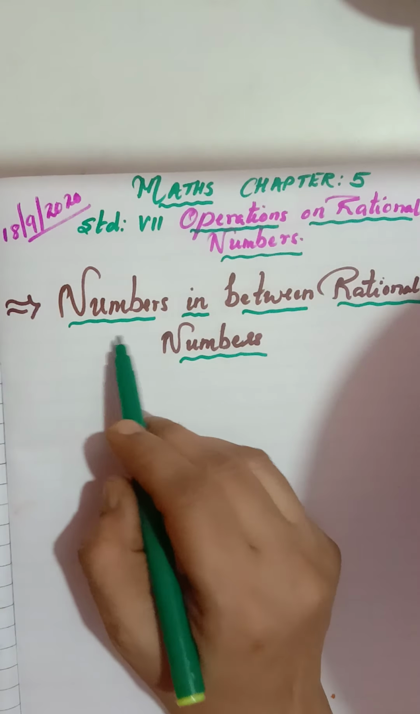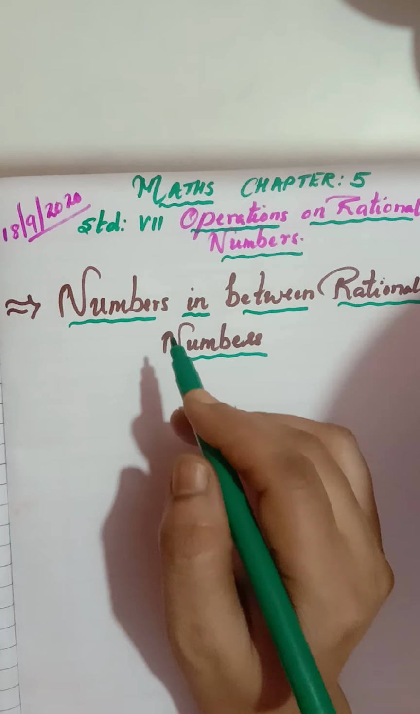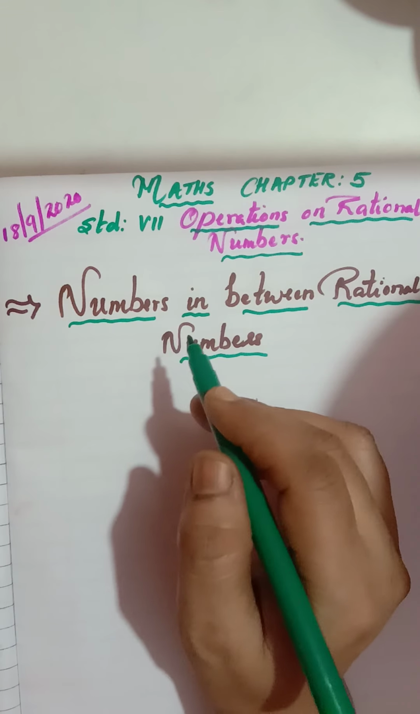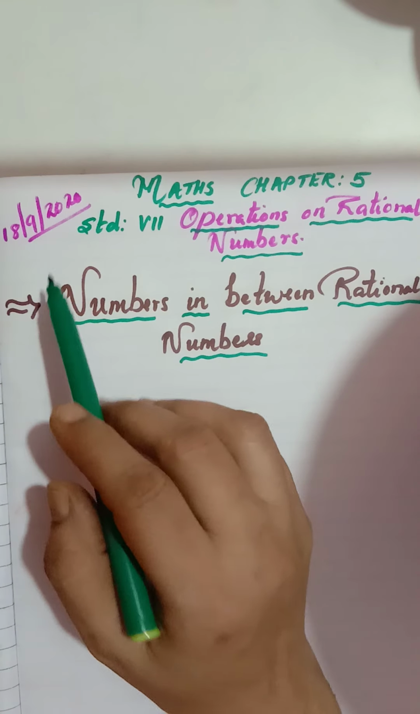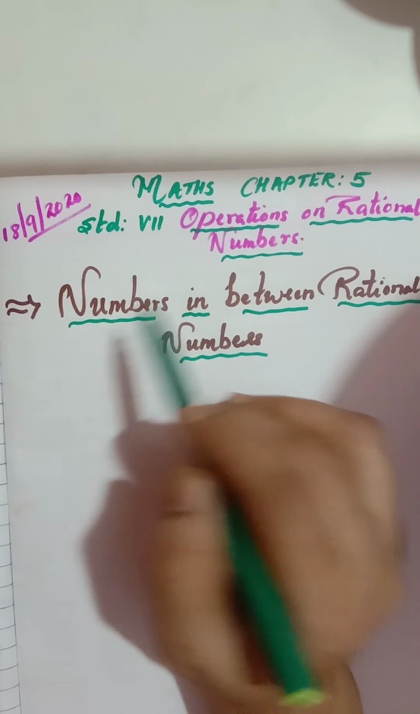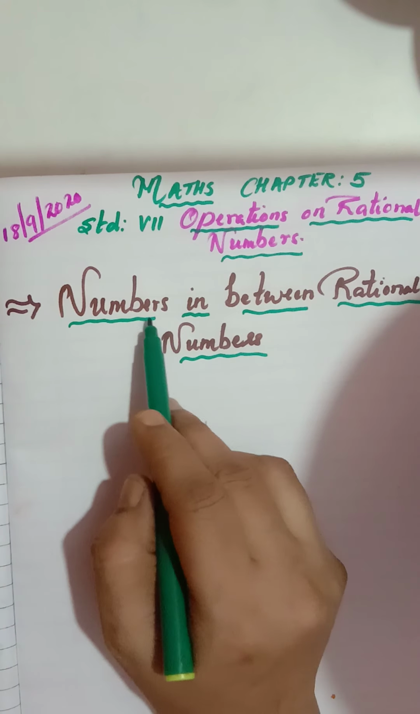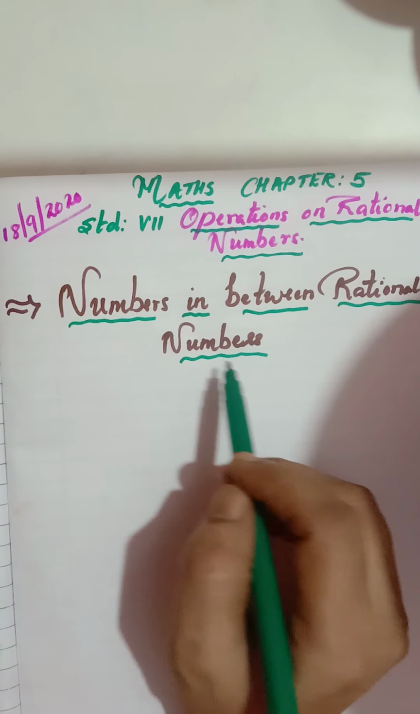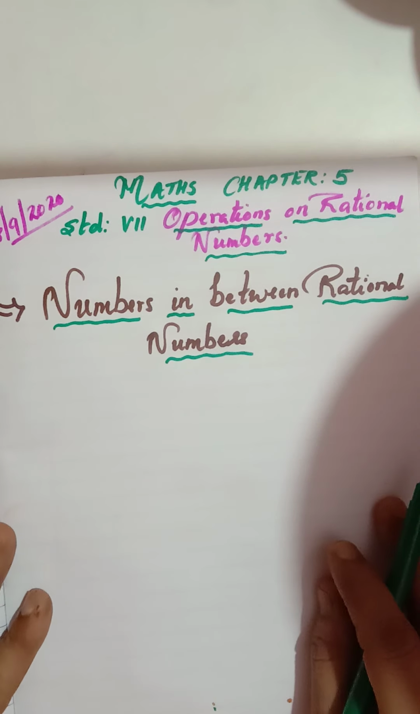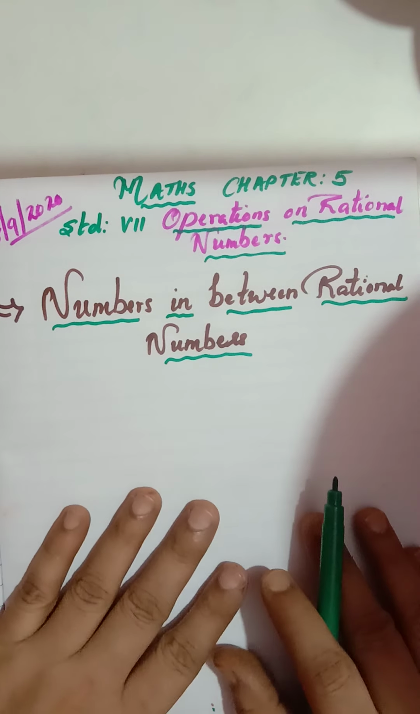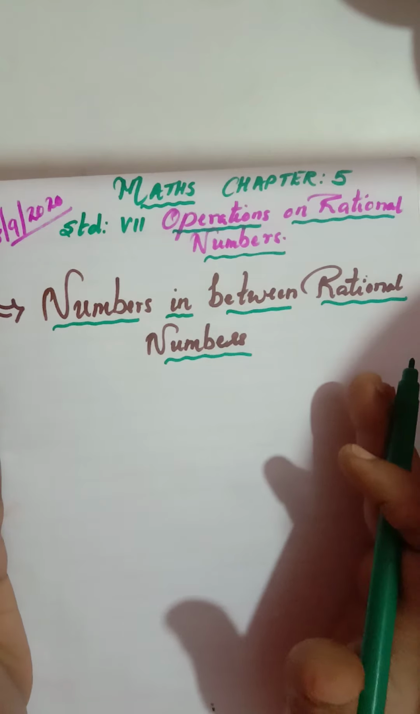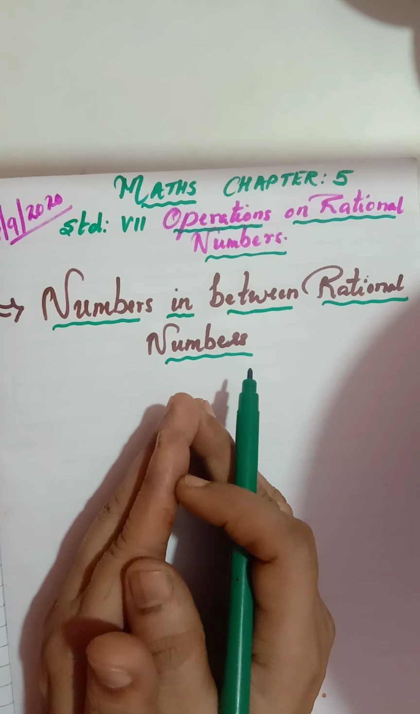Okay children, take your class book, take your maths textbook, and open textbook page number 36. Here in the class book, write the subtopic, that is numbers in between rational numbers. Now what is this? It means between two rational numbers you have to find out which are the numbers.